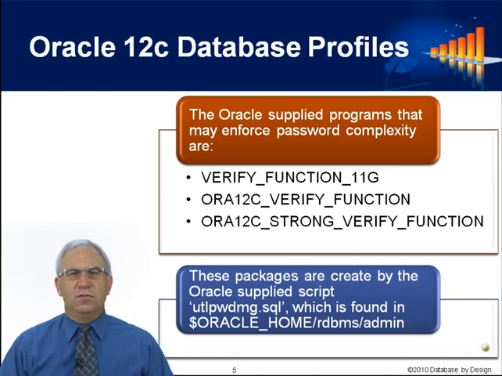All of these functions will be stored under the Oracle Home rdbms admin directory. There's a specific script that has these functions in them, and that script is the utlpwdmg script. So if you want to enable these functions, you would navigate to Oracle Home rdbms admin, and the script that runs these functions is utlpwdmg. Now keep in mind, we have 3 functions to choose from. The old one, verify function 11g, the new one, ora12c verify function, or ora12c strong verify function.